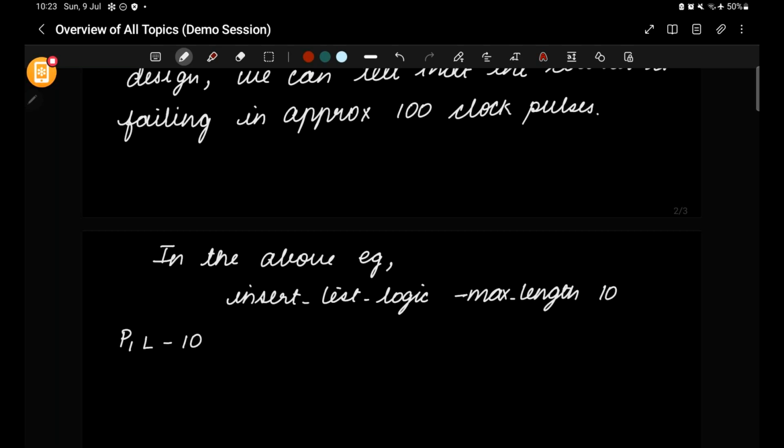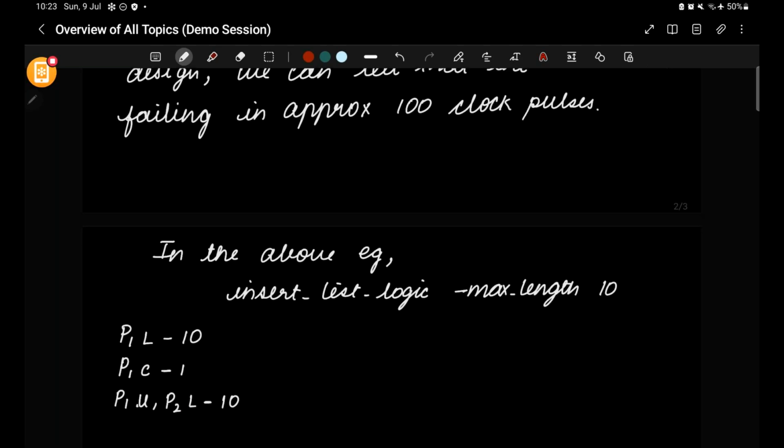So pattern 1 load, we require 10 pulses. Then pattern 1 capture, we require 1 pulse. Then pattern 1 unload and pattern 2 load, we will require around 10 clock pulses. It's the next shift phase.